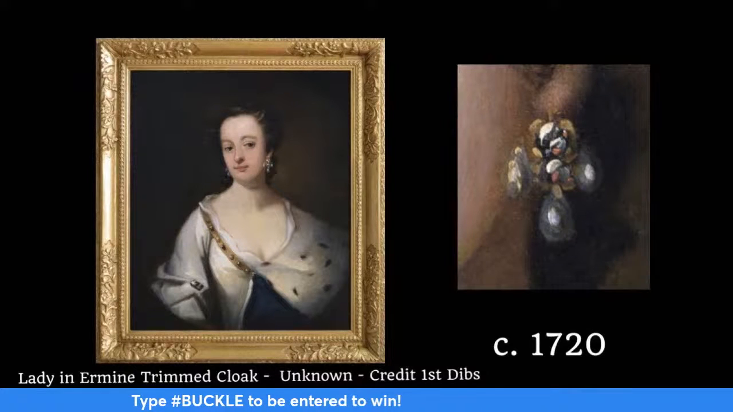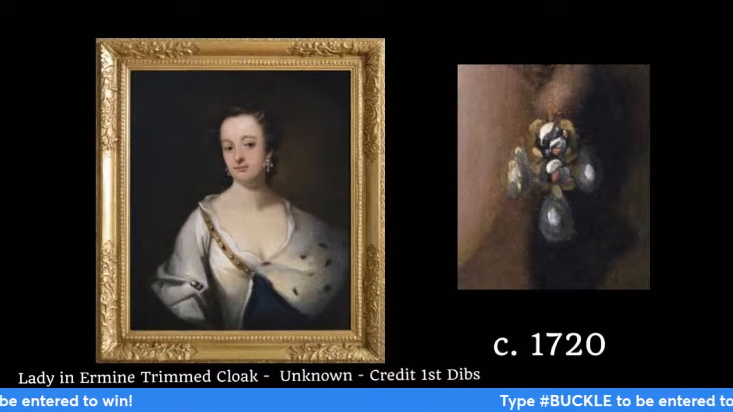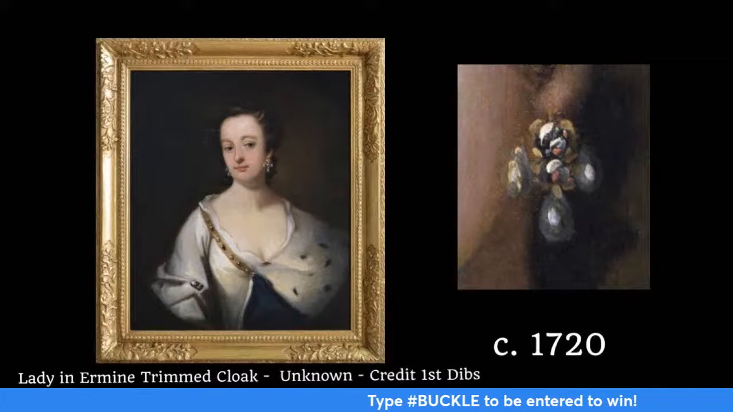Now, as fashions changed, so hair was up and down, the styles changed. In the 18th century, women began to wear more bonnets, which meant that there were fewer earrings being worn outside of nighttime.